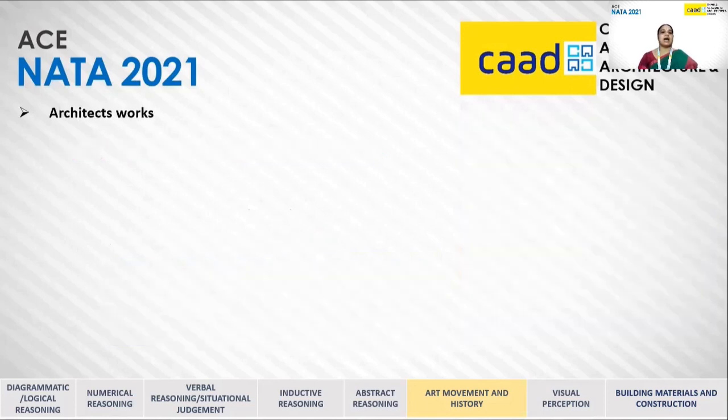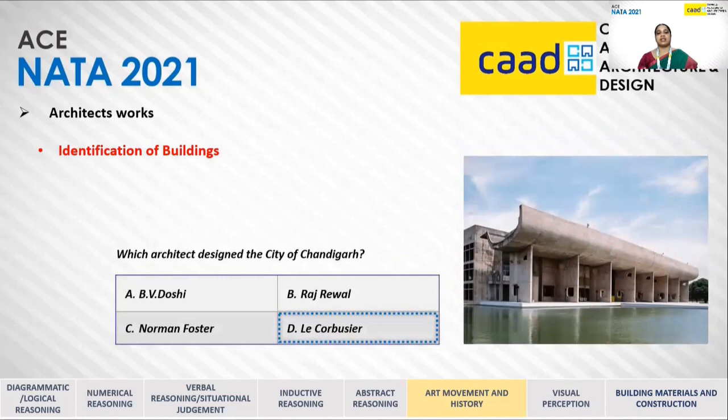Next, architects' work. You might be asked to identify the building designed by famous architects, or the other way around. The image and the name of the building will be given and you have to identify the architect who designed it from the options given.